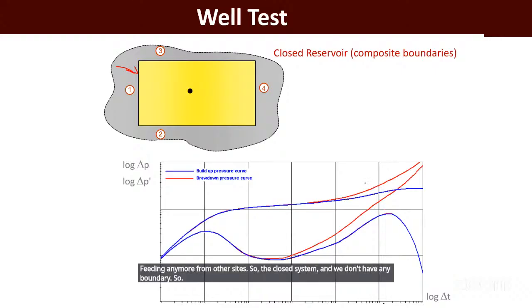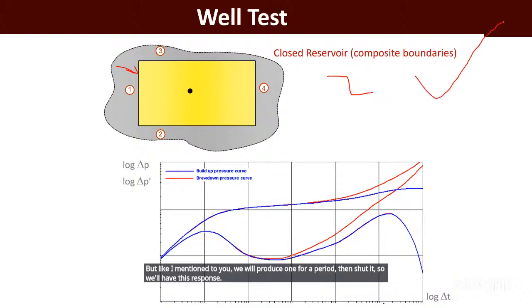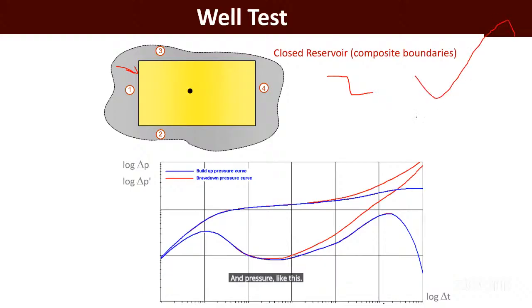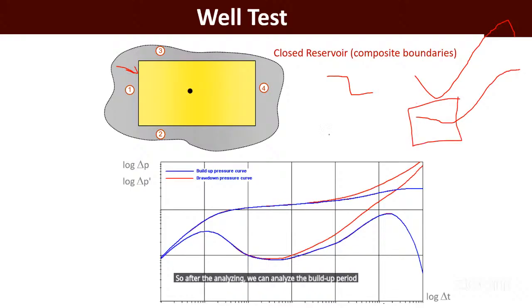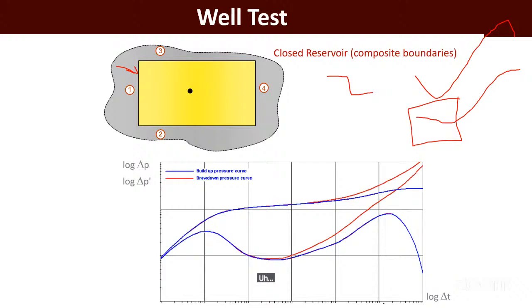So how can we know it? We will have the two pressure responses. Like I mentioned to you, we will produce the well for a period, then shut it. So we'll have this response in pressure like this or like this. After that, we can analyze the build-up period and the drawdown period. The build-up period will give us this drop. However, in the drawdown curve, it will have an increase. So we can identify that we reach the four boundaries.